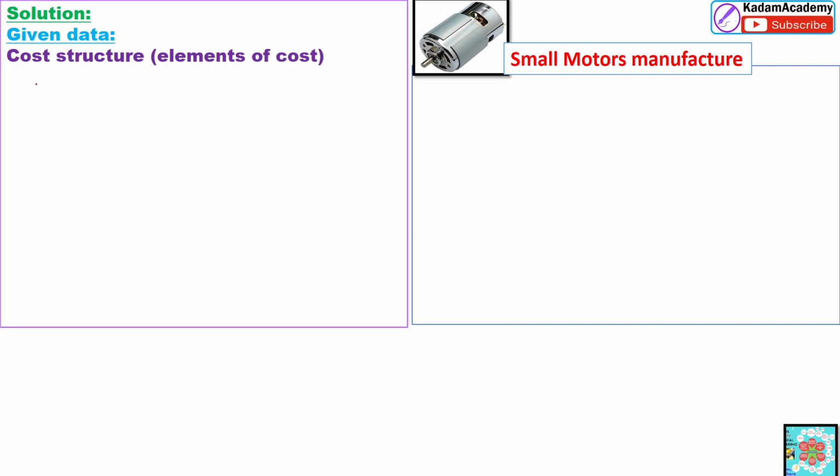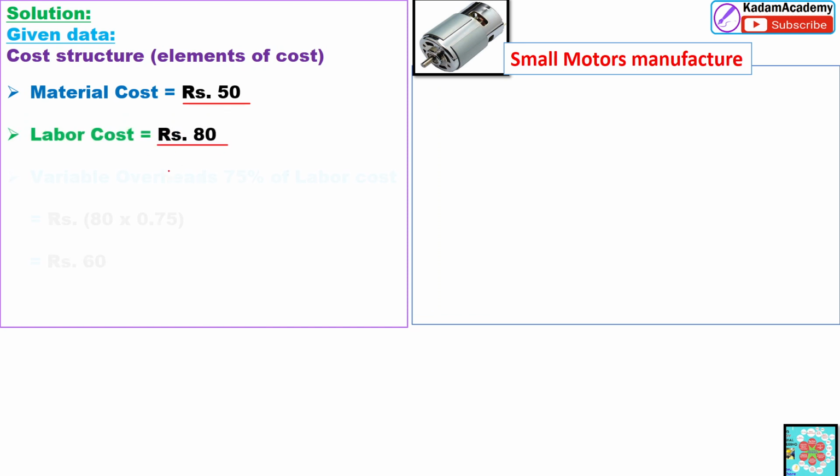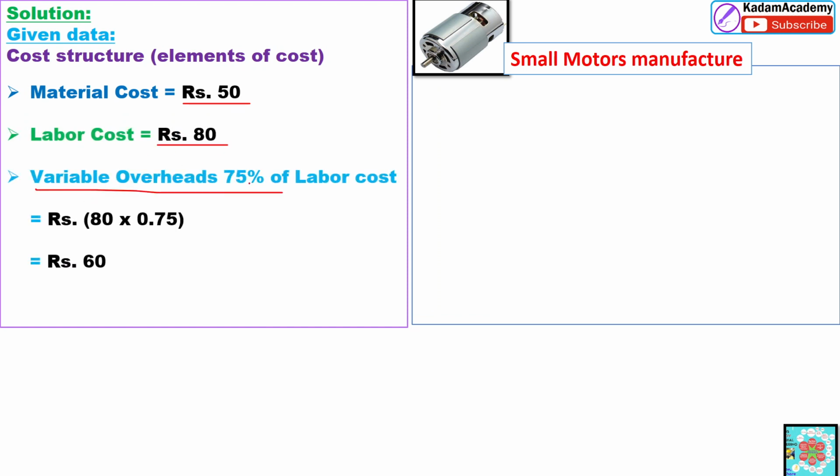So friends, this is the given data for the solution of the small motor manufacturing. The cost structure is given. Material cost is 50 rupees, labor cost is 80 rupees, and variable overhead is 75% of this labor cost. This labor cost is 80, multiplied by 0.75, that will be 60 rupees. That is the variable overhead. Then how can we calculate the prime cost, the addition of these three? Friends, already we have studied this in the elements of cost. Watch the video for details on elements of cost.